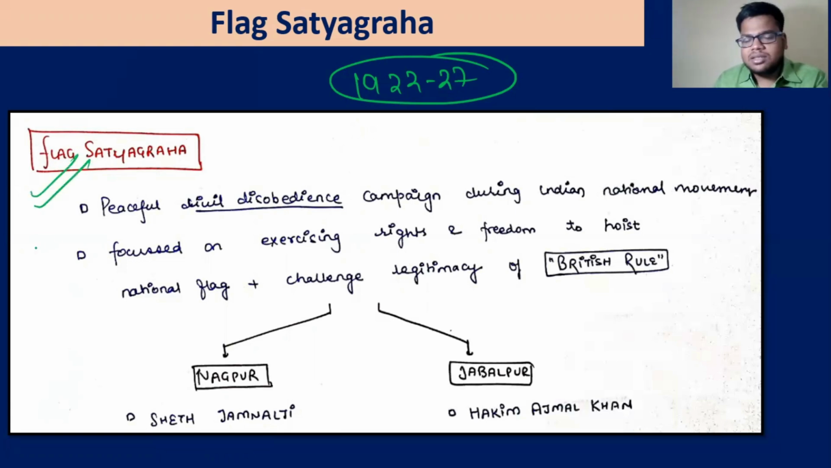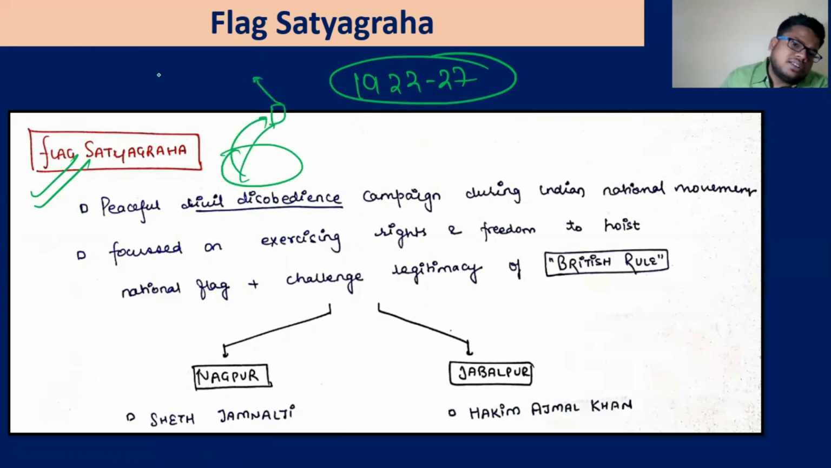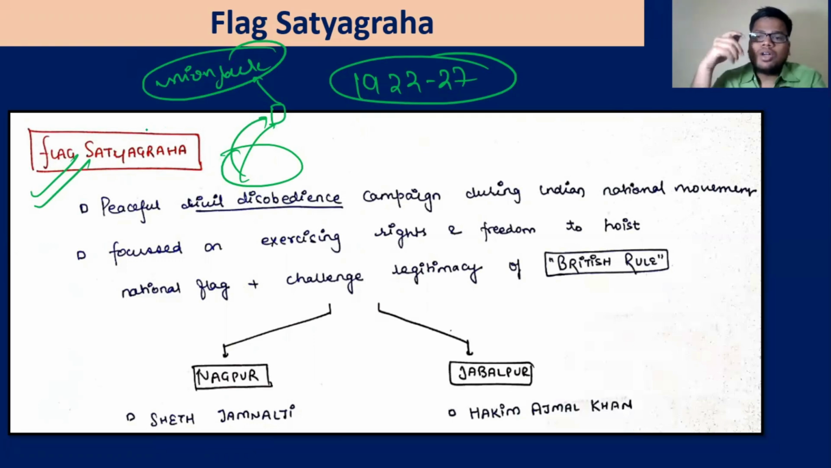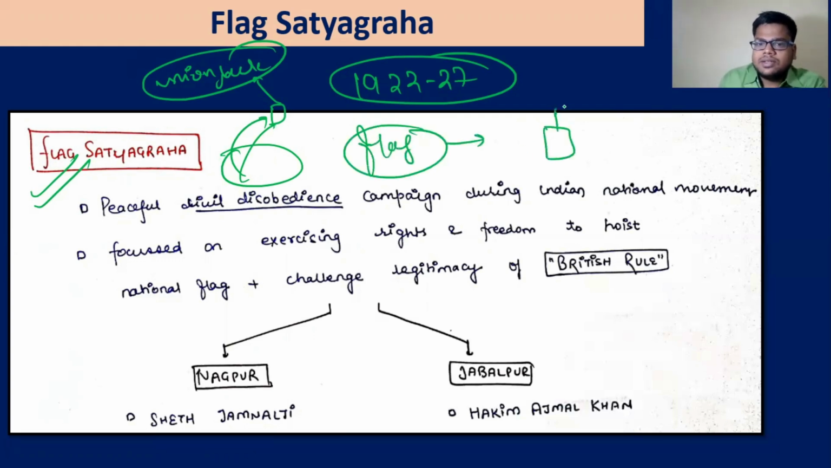So a lot of times flag Satyagraha happened. Flag Satyagraha, what does it mean? For example, there is a building in your city, and the Union Jack, the flag of the British, is there. Now, as non-cooperation happened, you have the political propaganda, you know that we need to go for self-government, and you are saying that it is our right to put up our flag on this building, let us say.